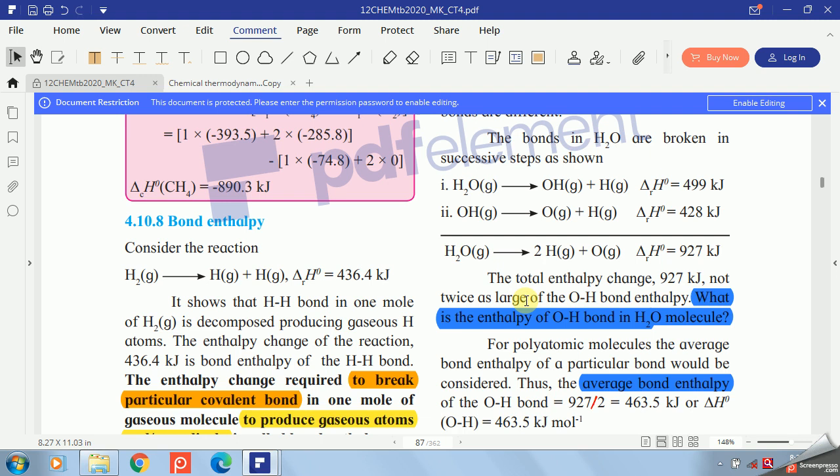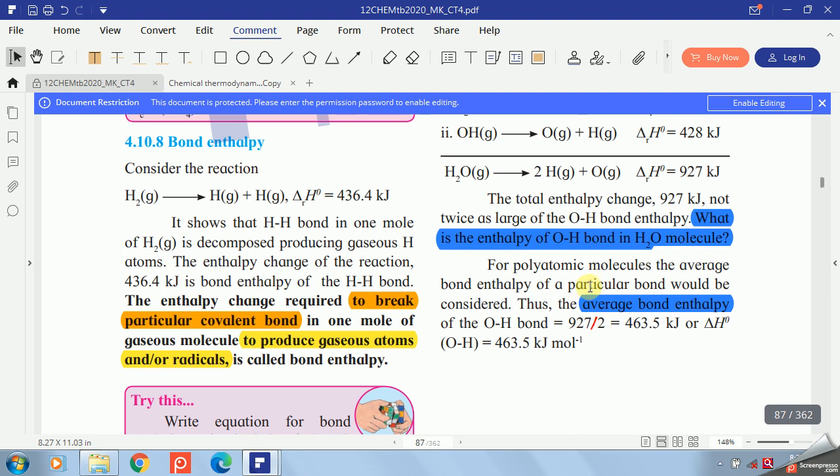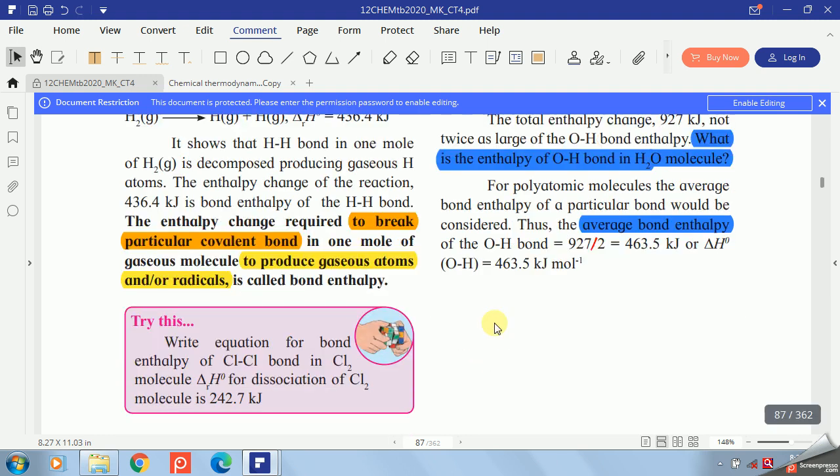So what is the enthalpy of the O-H bond in the water molecule? For a polyatomic molecule, the average bond enthalpy of a particular bond is considered. So what is the average? 927 divided by 2, since there are two bonds, that is 463.5 kilojoule per mole. So the bond enthalpy for a polyatomic molecule is considered as an average bond enthalpy. If there are two bonds, divide the total bond enthalpy by 2. If there are three bonds, divide the total enthalpy by 3. In this way you can calculate the bond enthalpy, but you have to remember that all the bonds should be identical.